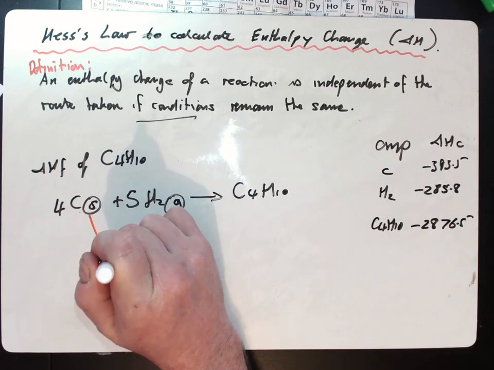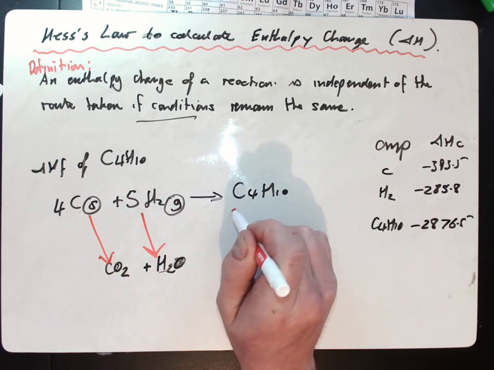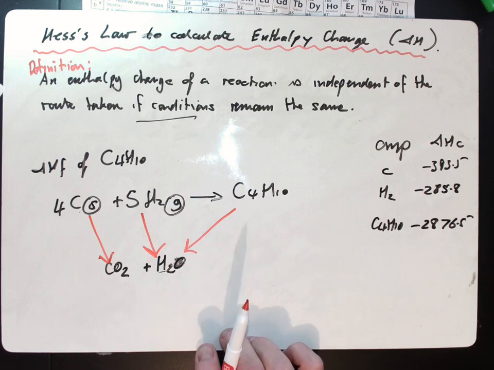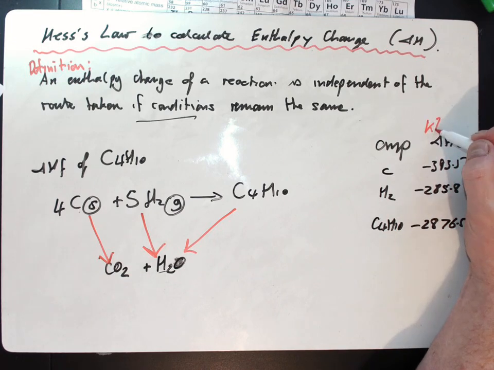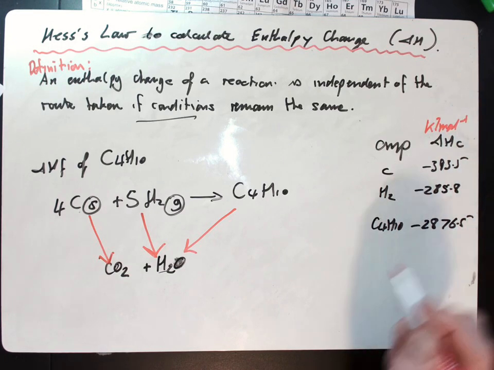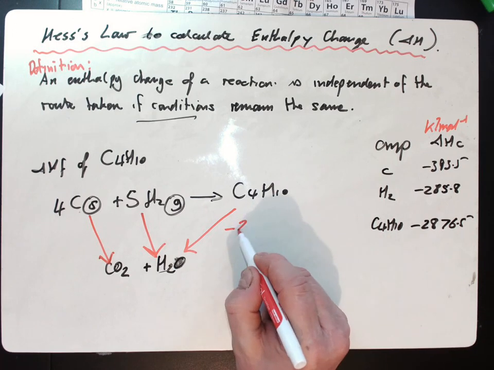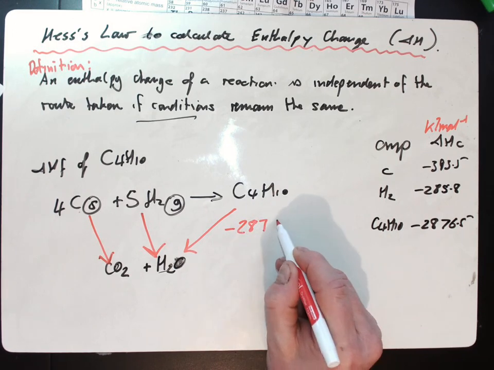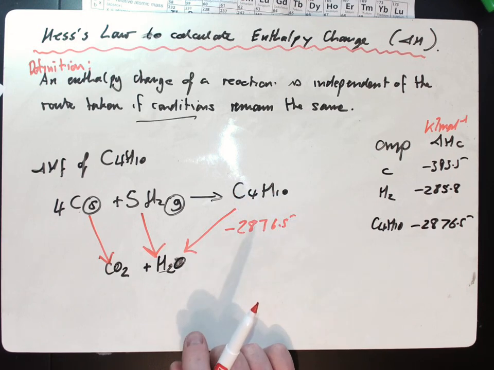So I'm burning that, and I'm going to that, and I'm burning that, and I'm going to that. Now we need to put our values on and multiply up if need be. Well, these remember are always kilojoules per mole. So when I burn 1 mole of that, I get minus 2876.5 kilojoules, and it is only 1 mole of it being burnt.